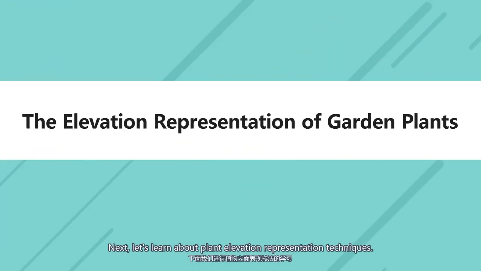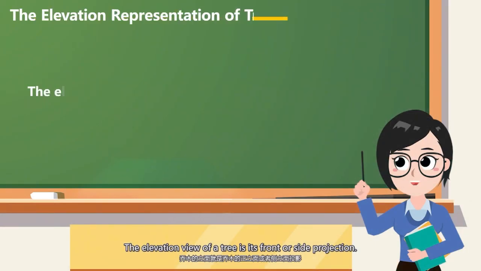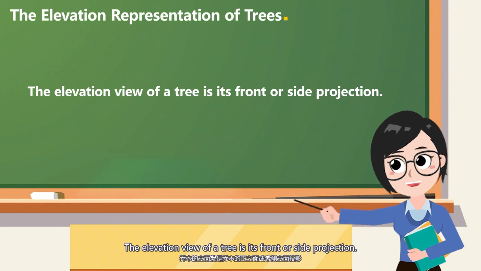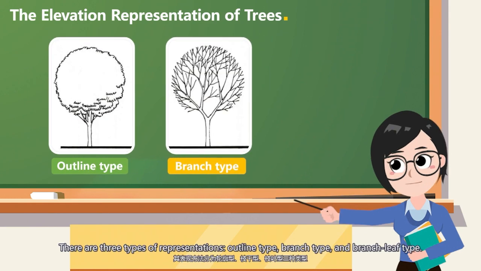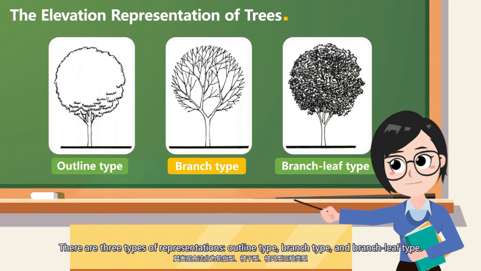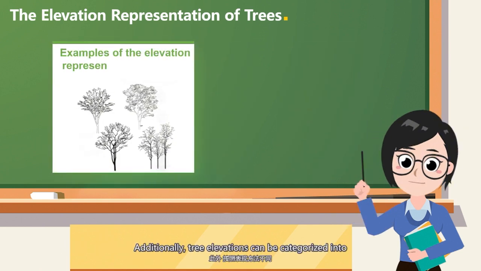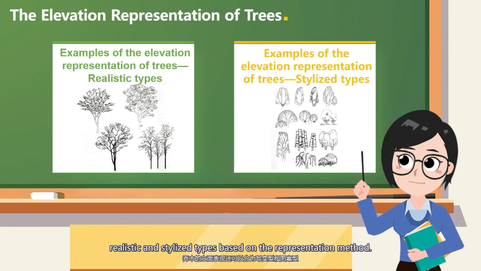Next, let's learn about plant elevation representation techniques. The elevation view of a tree is its front or side projection. There are three types of representations: outline type, branch type, and branch leaf type. Additionally, tree elevations can be categorized into realistic and stylized types based on the representation method. Please watch the demonstration on how to draw tree elevations.